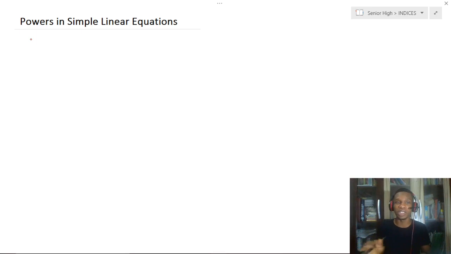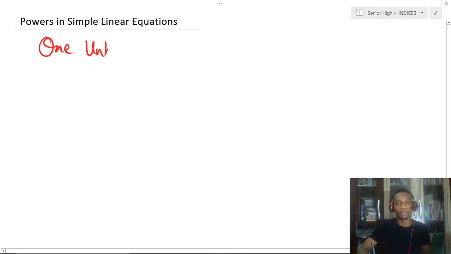What's a linear equation? A linear equation is any equation with one unknown. So when you have only one unknown, it is a linear equation. Now, the word equation means that there's an equal to sign. Whenever I hear the word equation, it means there is an equal to sign. So let me give an example of a very basic simple linear equation.